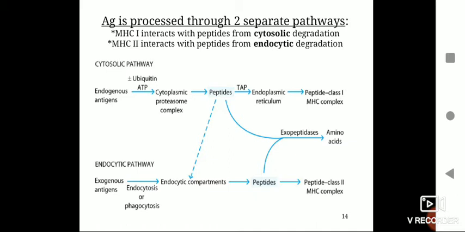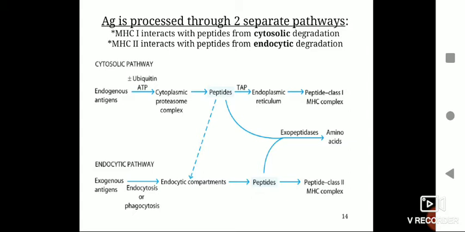Okay, now antigen is processed in two separate pathways. The first is called the cytosolic pathway, where endogenous antigens are processed. The other one is called the endocytic pathway, where exogenous antigens are processed. Hence, antigen processing is carried out in two separate pathways. The pathway where endogenous antigens are processed is called the cytosolic pathway, and the pathway where exogenous antigens are processed is called the endocytic pathway. Please remember, the cytosolic pathway processes endogenous antigen and the endocytic pathway processes exogenous antigen.